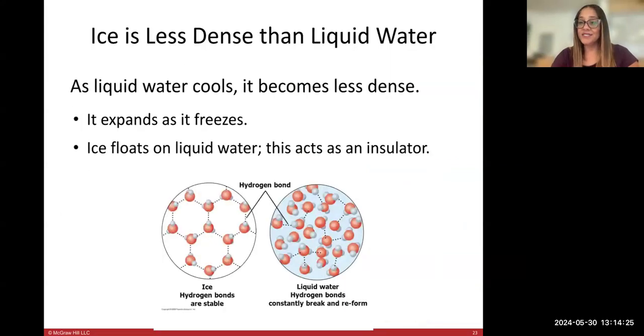Ice is less dense than liquid water. As liquid water cools, it becomes less dense because it expands. Those bonds spread out. So ice will float on liquid water. This acts as an insulator.